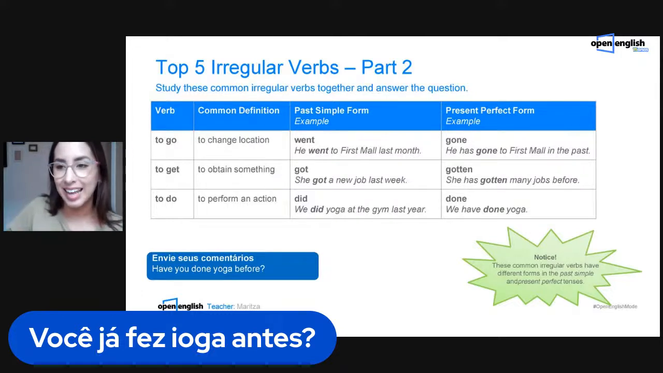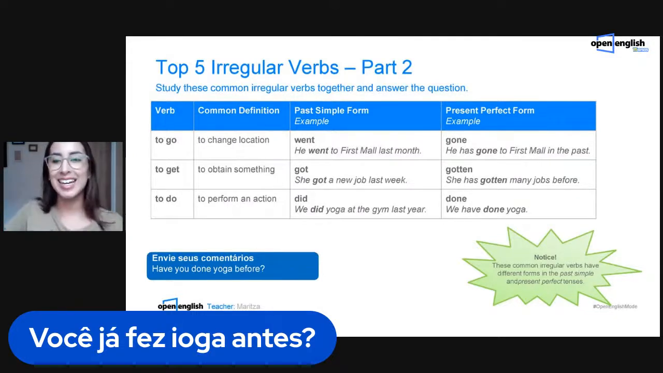Okay, let me see. Any more comments here? Excellent, Lacey. I made pineapple yesterday. That sounds delicious. I think I want to eat pineapple for lunch today. Very good. So my last question for you is, have you done yoga before?